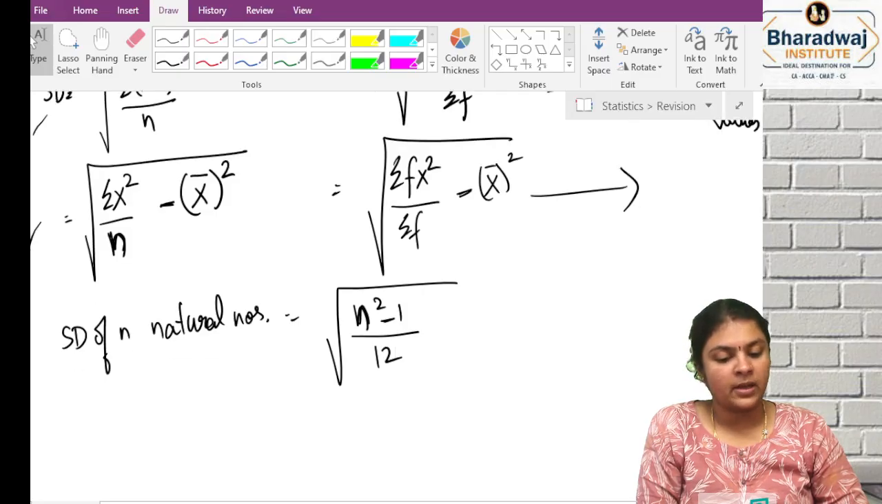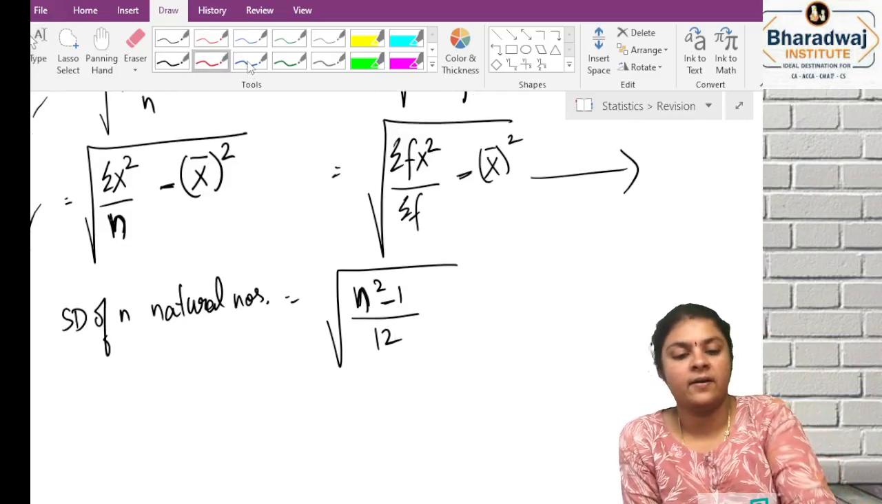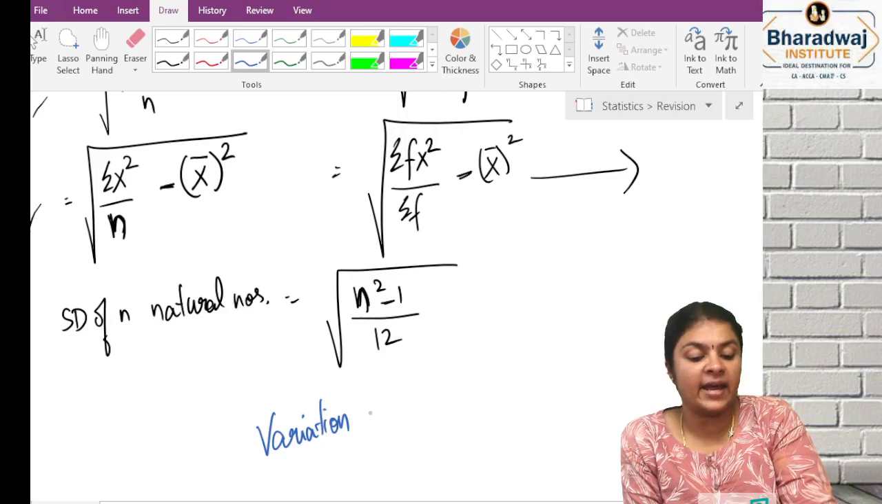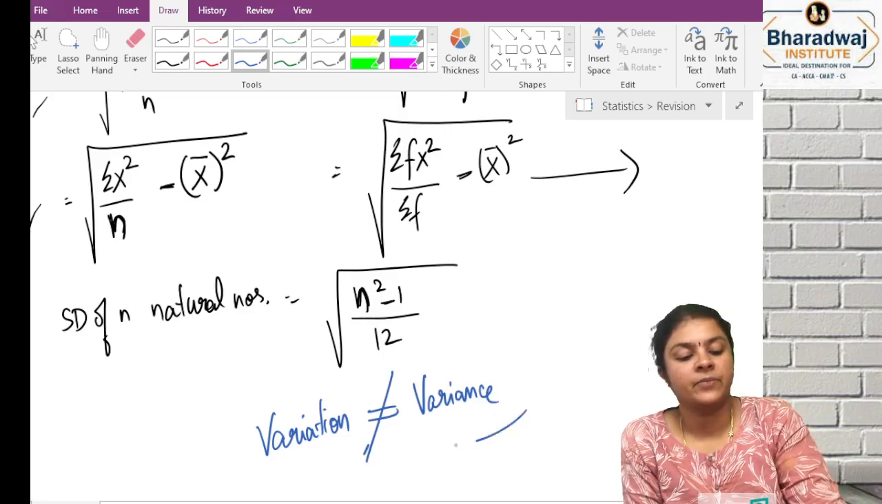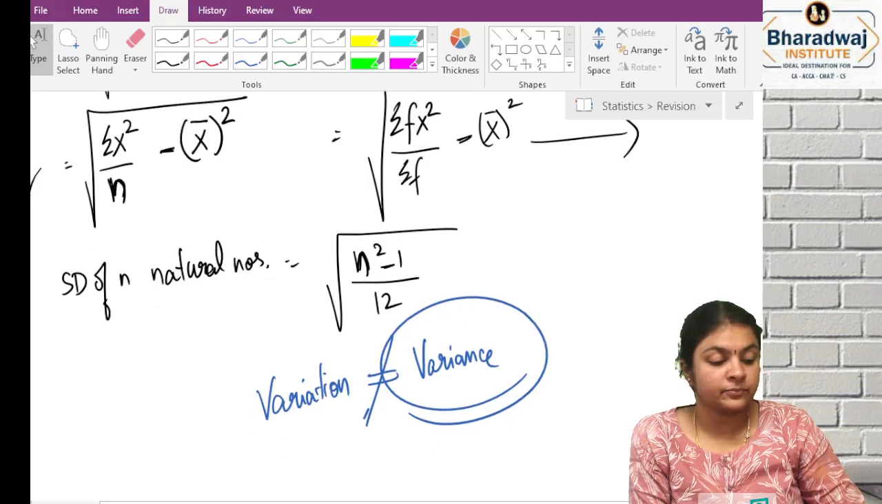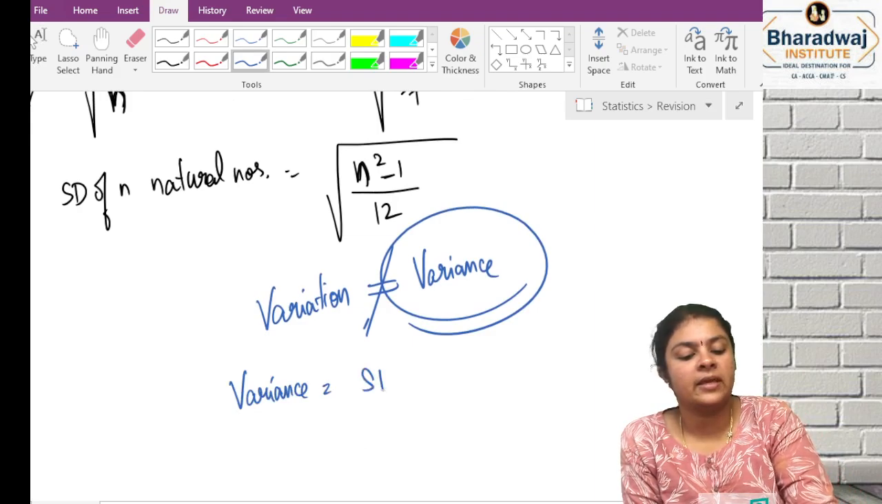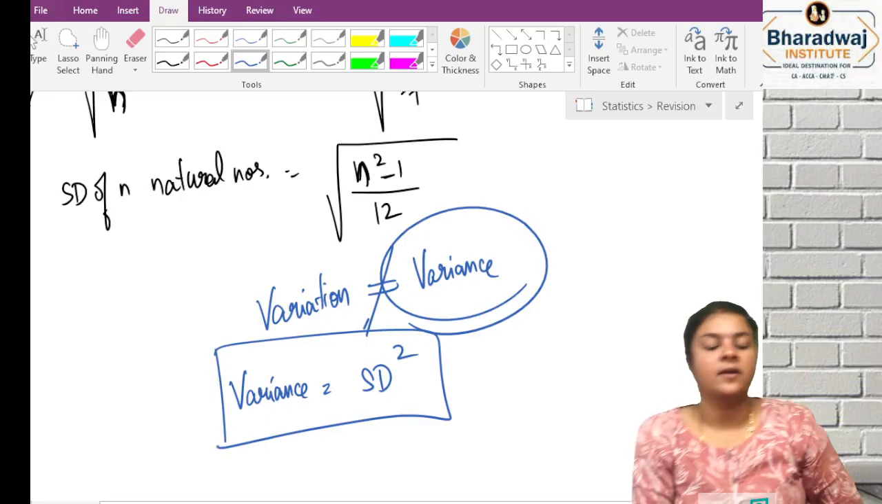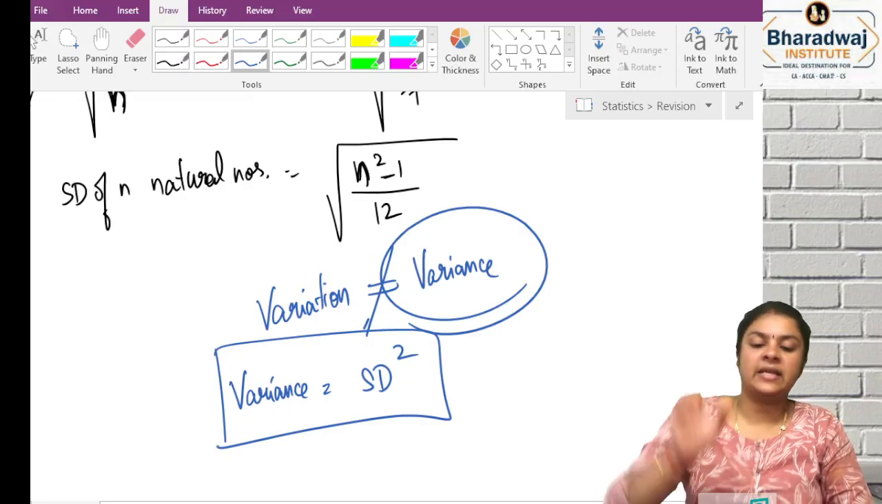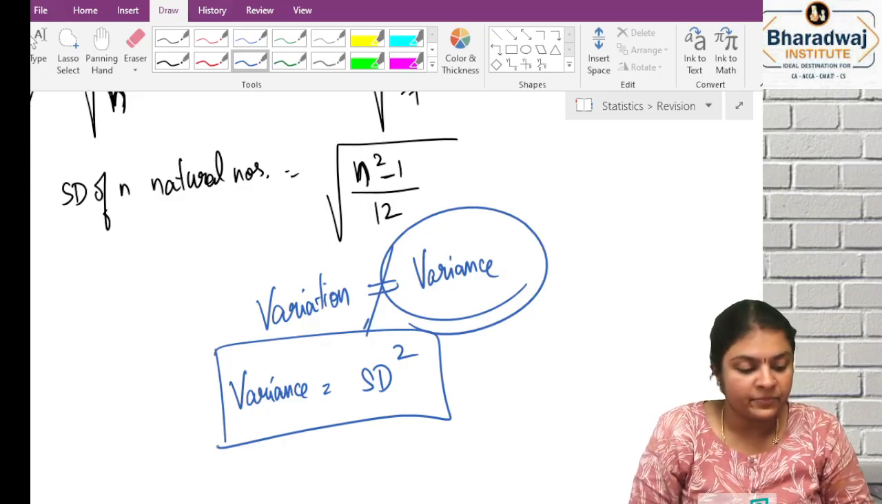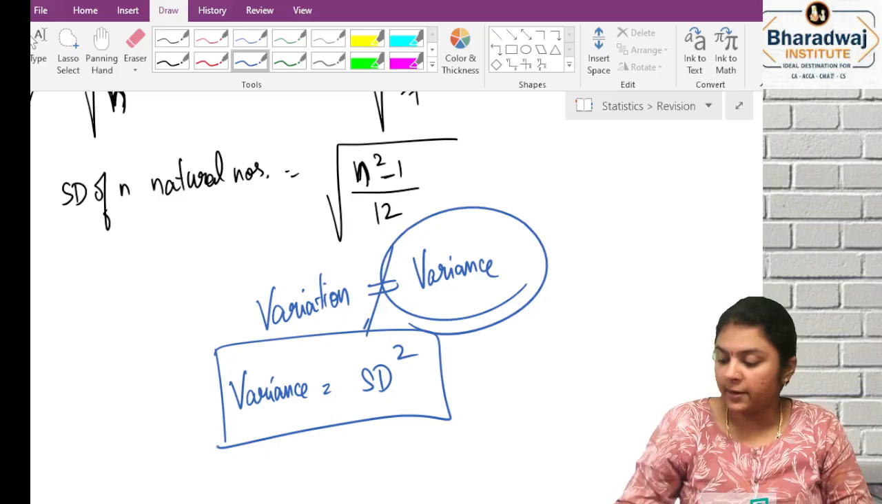Now, there is a term called variance. Remember, coefficient of variation வேற, variance வேற. Both are different. Now, what is this variance? Variance is equal to SD square. Basically, same formula, root will get removed because we are squaring the value. Okay, variance is equal to SD square.